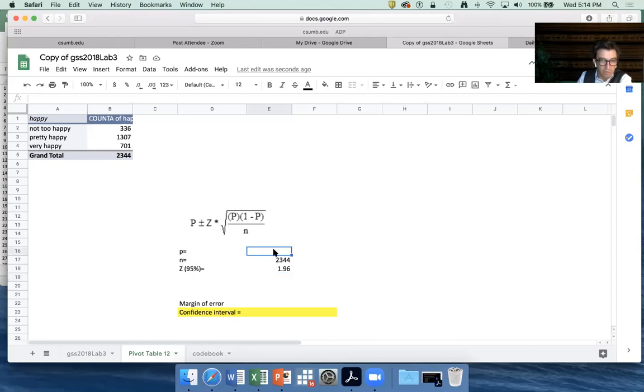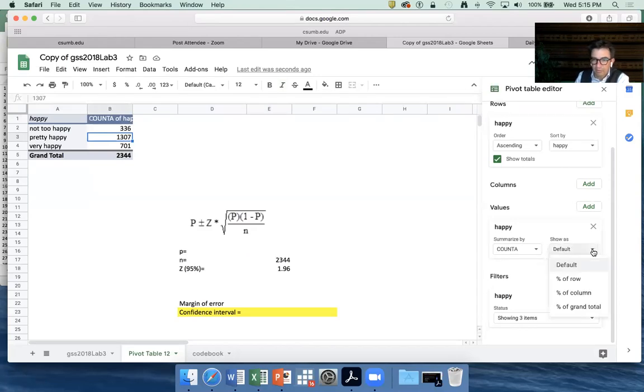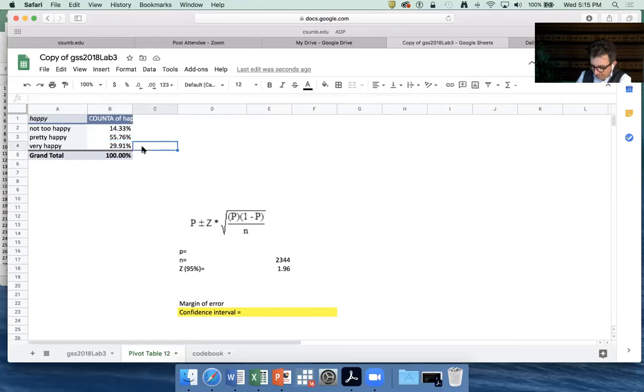Now we need to know what is the proportion of respondents in this sample that are very happy, right? We can get that by dividing this number by that, or we can ask Google Sheets to do it for us. And it's 29.91. So it is basically 30% that are very happy, but we want to express that as a proportion. This is a percentage, and the proportion is just the percentage divided by 100. So the proportion is 0.30.